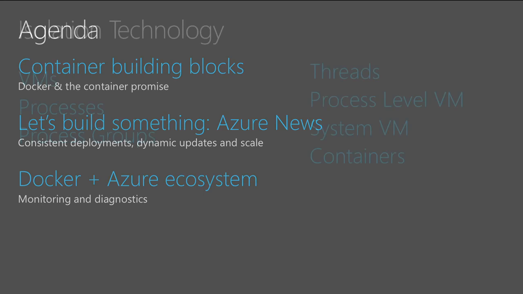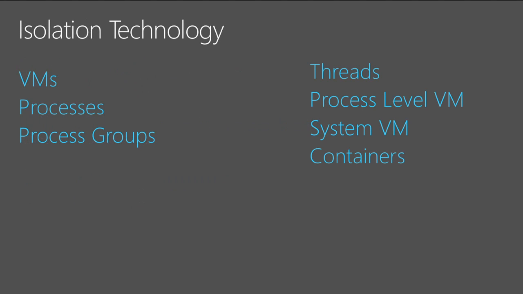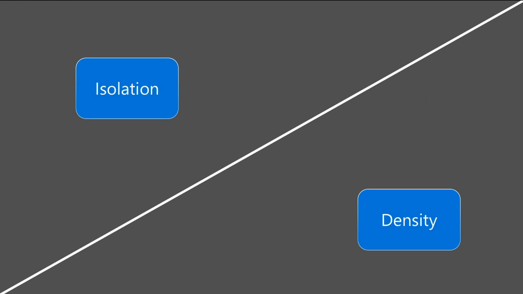Before we get started on Docker and the containers, I would like to talk a little bit about isolation technology in general. Isolation technologies have been around for a while. You probably have used all of these, mostly VMs, virtual machines. You can consider processes and process groups as examples, as well as threads. They're considered isolation technologies. Now the question is, which of these should I use for my system when I'm building applications? Well, there are many factors to consider, but it all boils down to a couple of items.